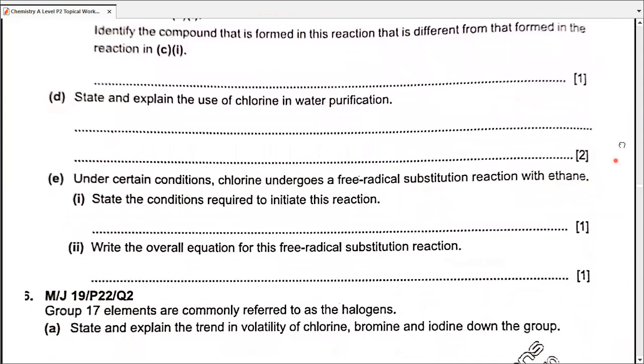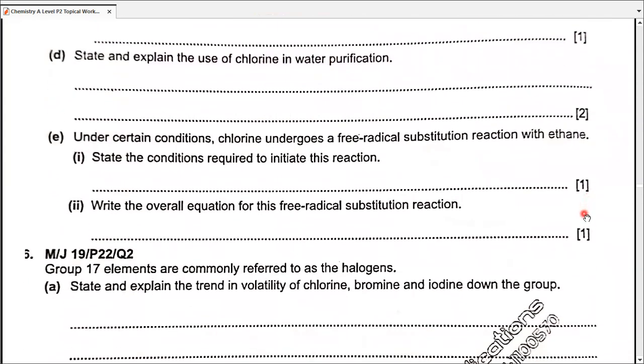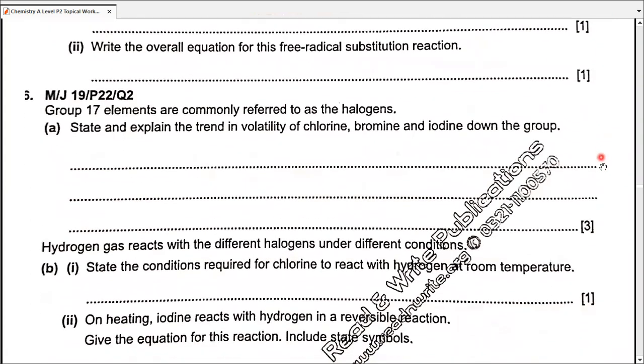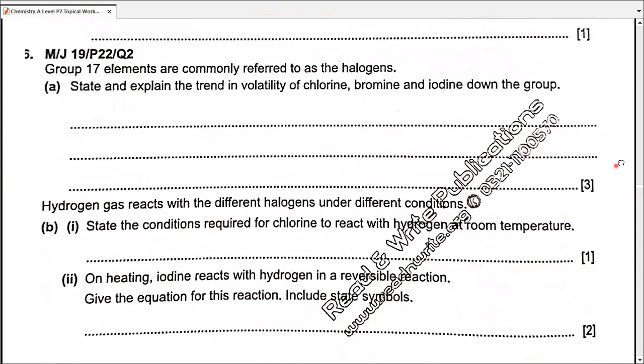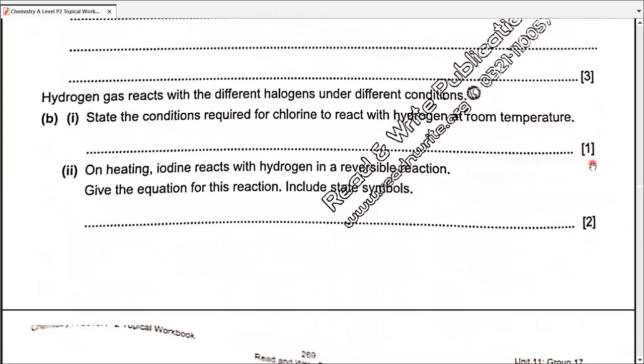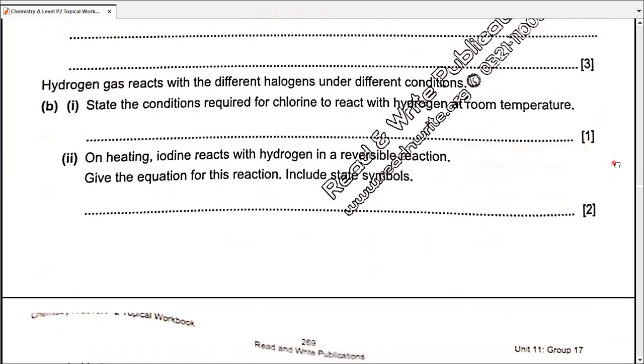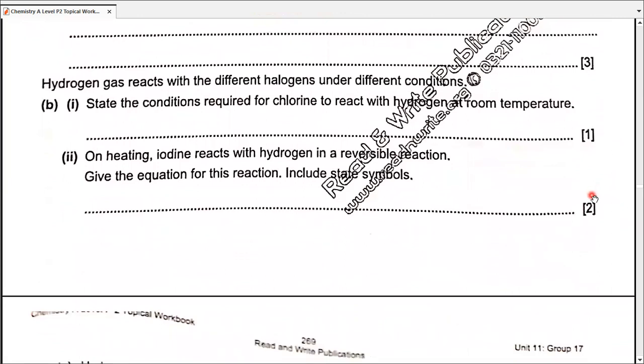No, neither D. Again, the trend of volatility. B1. Although it's too easy, sometimes it tries to confuse a few students.